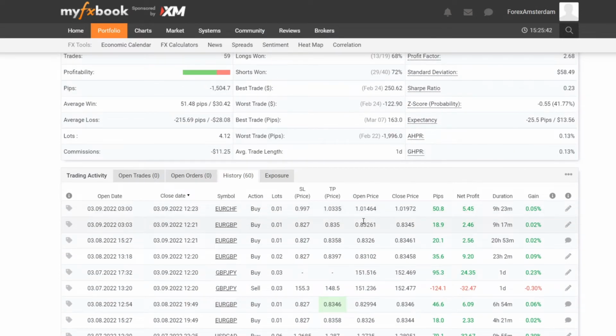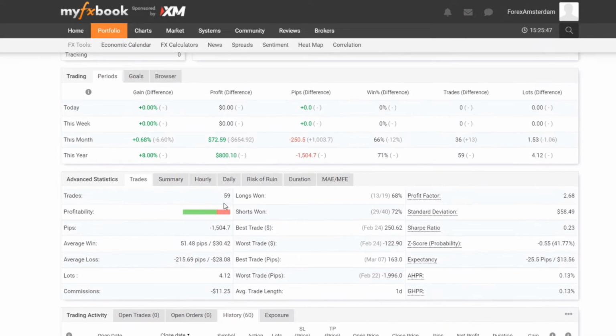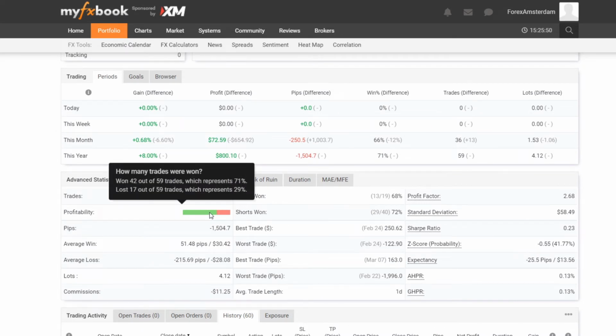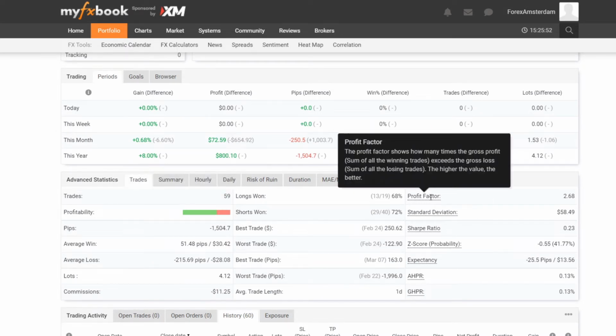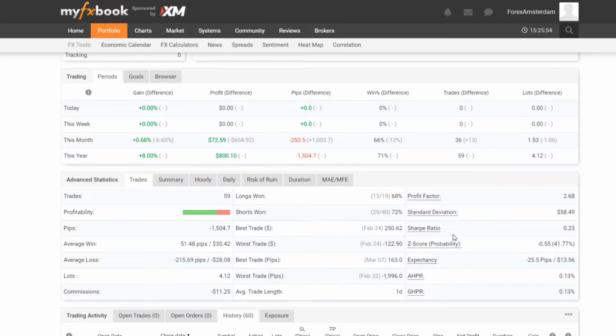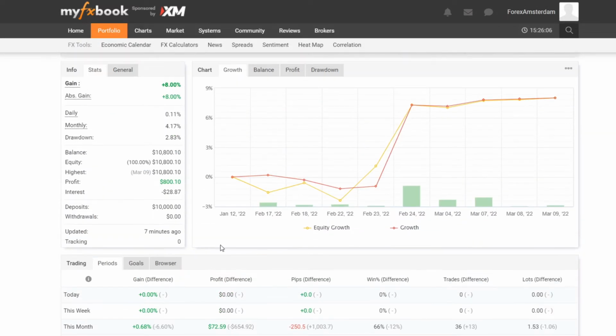But in the end, I was able to hit the 8% target. So my profitability is about 71%. My profit factor was 2.68. And let me show you my drawdown as well.